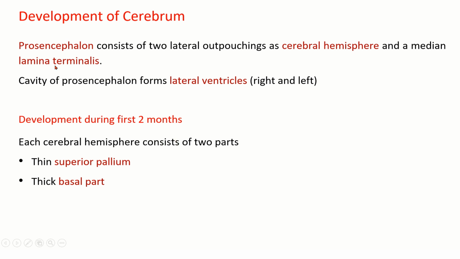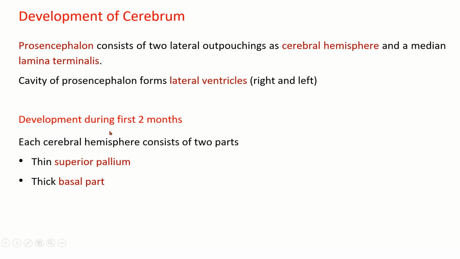Development of cerebrum. Prosencephalon consists of two lateral outpocketings as cerebral hemispheres and a median lamina terminalis. So the cavity of the prosencephalon forms the ventricle. Especially, I am speaking specifically about the telencephalon. Telencephalon consists of two lateral outpocketings as cerebral hemispheres and the median lamina terminalis, which represents the anterior neuropore. So the cavity of the telencephalon is the lateral ventricle, right and left.